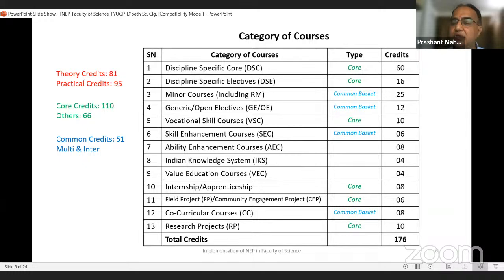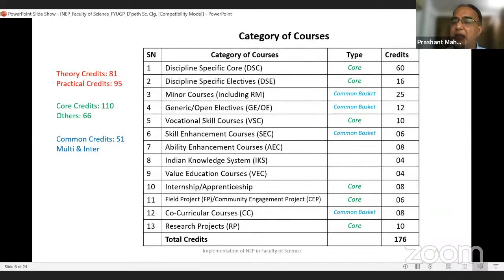Value education courses, as has been told yesterday, we are offering environmental science in the first semester, worth 2 credits, and Constitution of India, worth 2 credits in the second semester. Internship, apprenticeship, you are well aware about. We do not have sufficient time today.